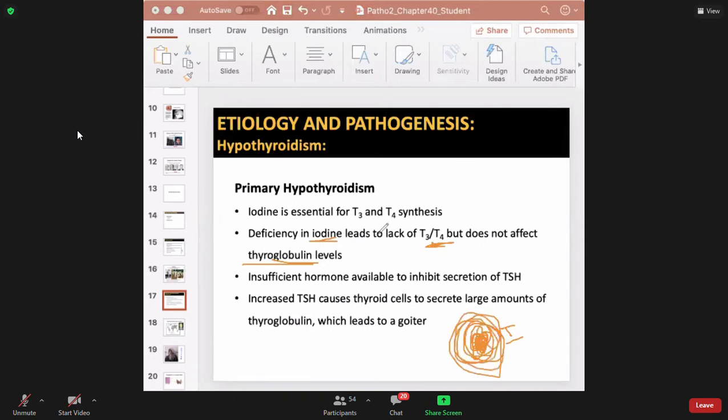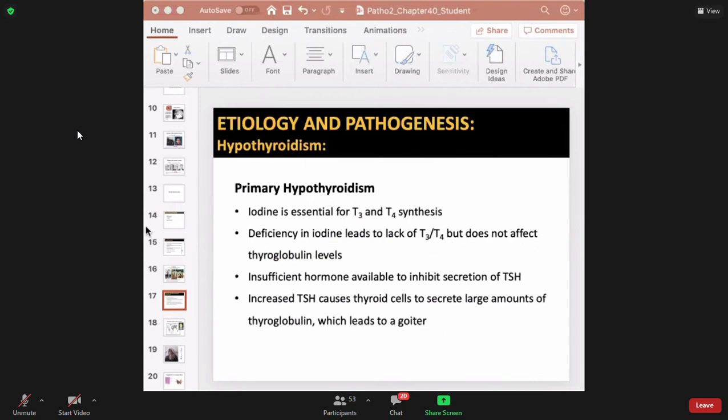Especially because it's a primary hypothyroidism. What do you think is happening? Your T4 is low, your TSH is high. So the TSH keeps telling the thyroid, make more, make more, make more. But guess what? You don't have any iodine. So all it's really making more of is thyroglobulin, and that causes the thyroid to swell. And then when it does, you get a goiter.